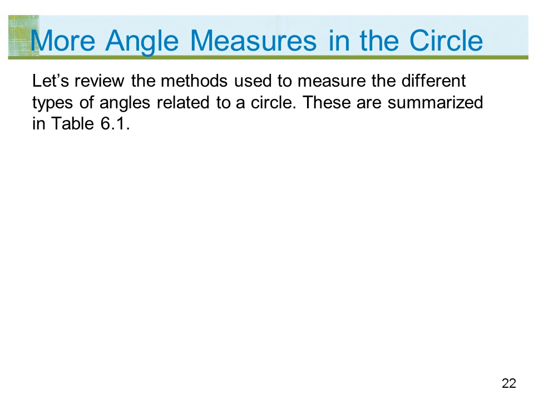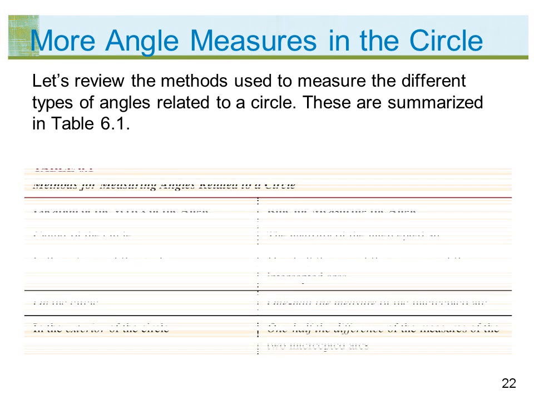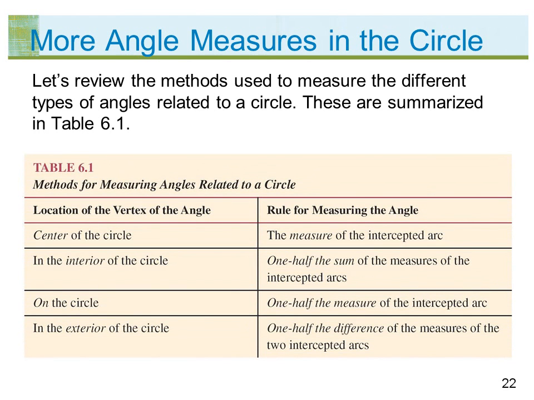Let's review the methods used to measure the different types of angles related to a circle. These are summarized in Table 6.1. Table 6.1. Methods for measuring angles related to a circle. Location of the vertex of the angle. Rule for measuring the angle.